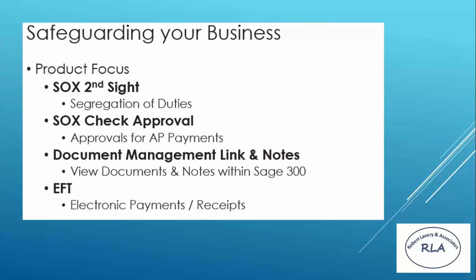So the products that we want to talk about today are all around this concept of safeguarding your business and your data. So we're going to have a look at a few different products. One of them is called SOX Second Sight, that's going to help you with forcing a segregation of duties within Sage 300. And then we're going to talk about SOX Check Approval, where we can put approval processes around your AP payments. We're going to show Document Management Link along with these products. And then we're going to wrap up with Rob, who's going to show you the EFT product and talk to you about some additional privacy legislation.